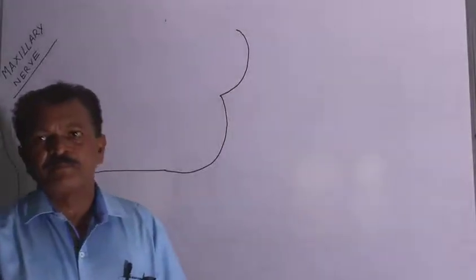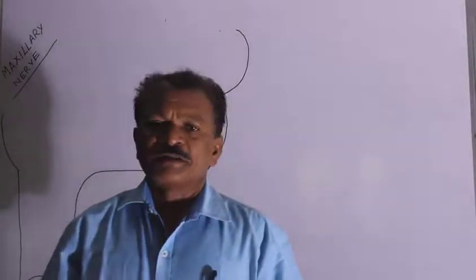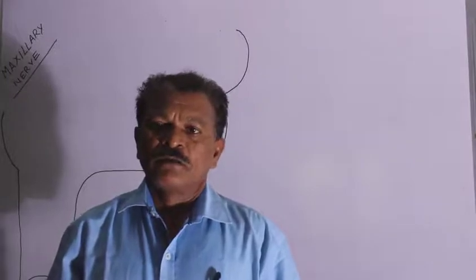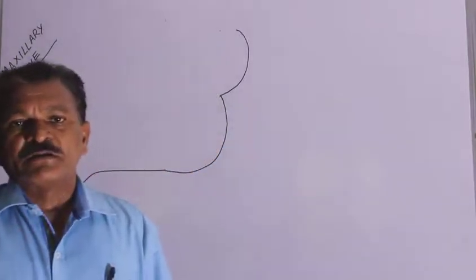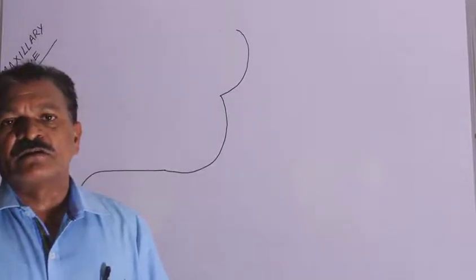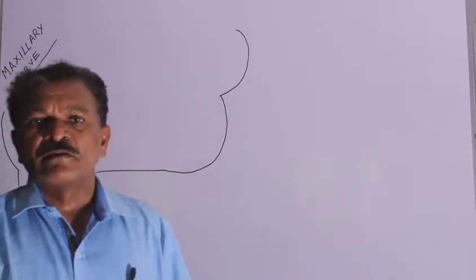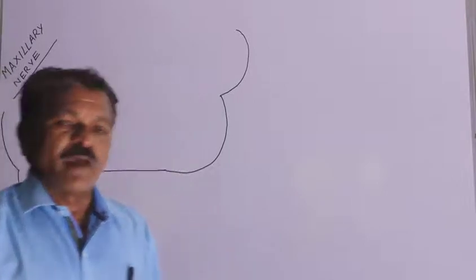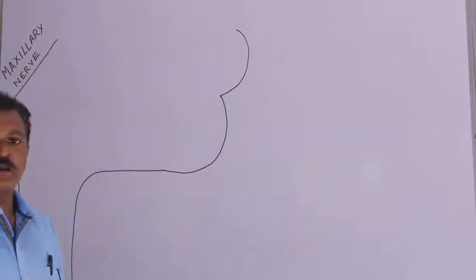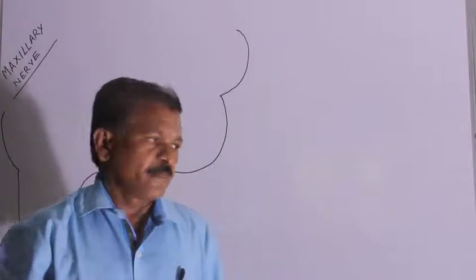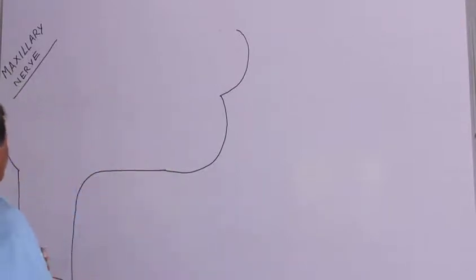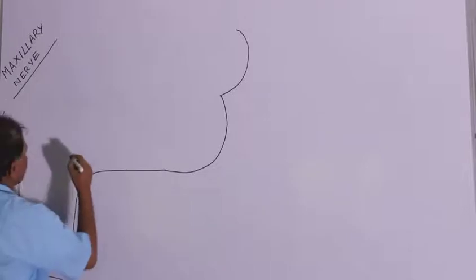Today we are going to discuss the maxillary nerve: origin, extension, relationship and branches. The maxillary nerve is a branch of the trigeminal nerve. In the last class we discussed these things.